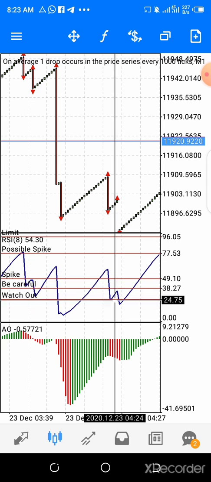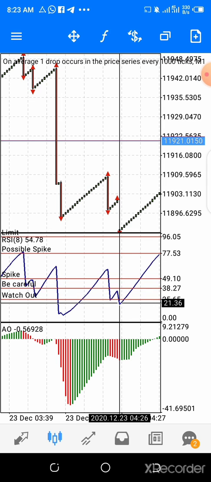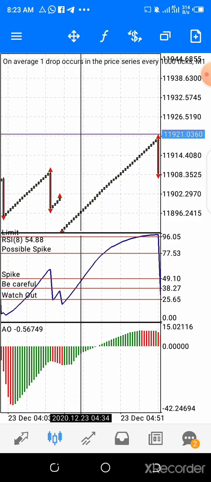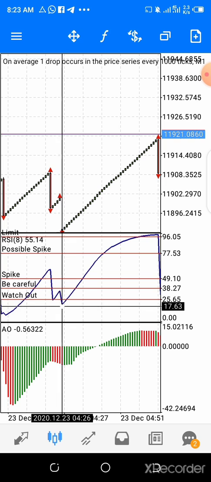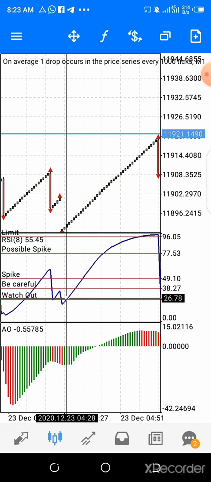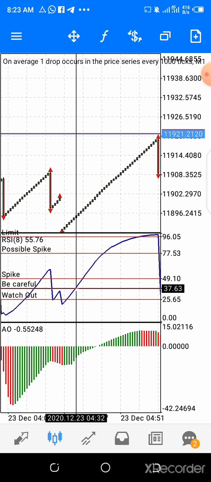That's here, 1, 2, 3, 4 candles before it reaches this be careful, it spikes again. So when it spikes again, then the market starts going up like this, from this watch out up to this. So when it spikes, this small gap spike, you still watch out, be careful. When you have a buy position, you just take it.